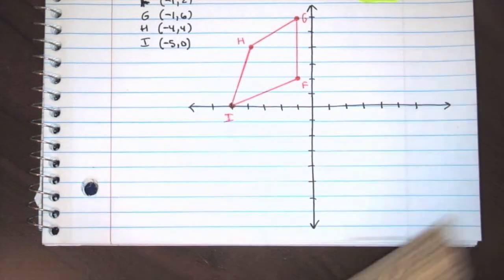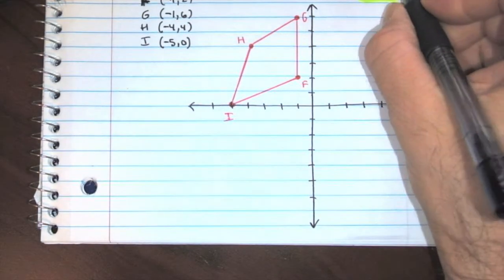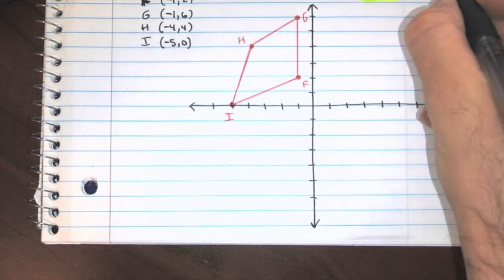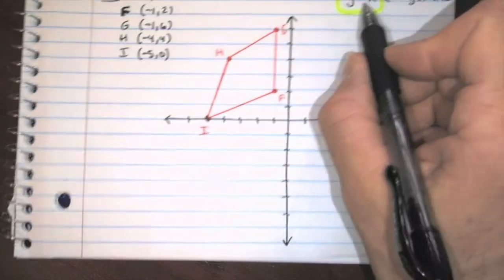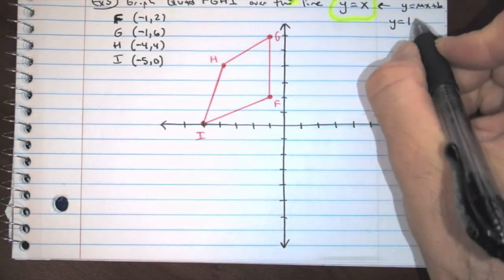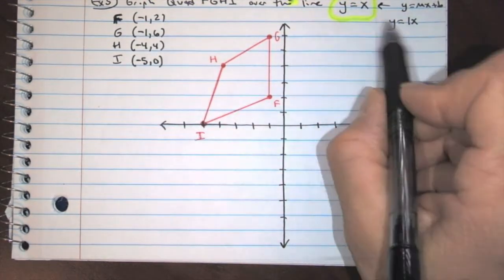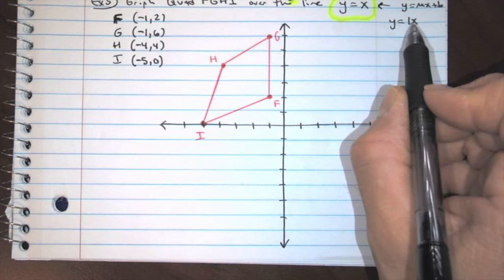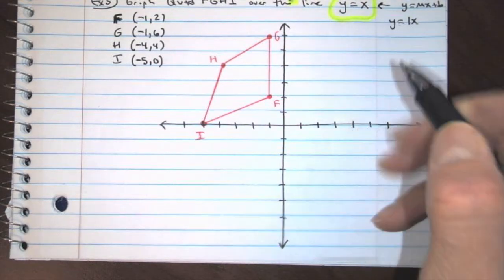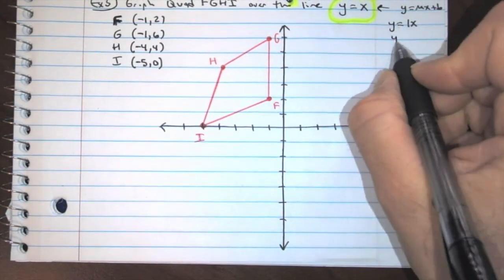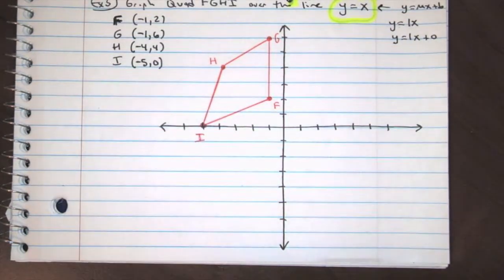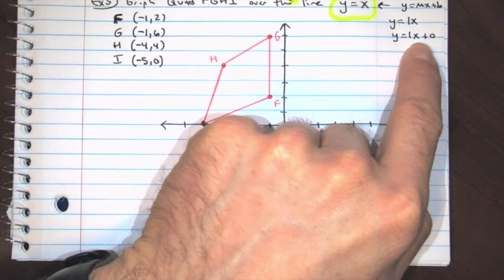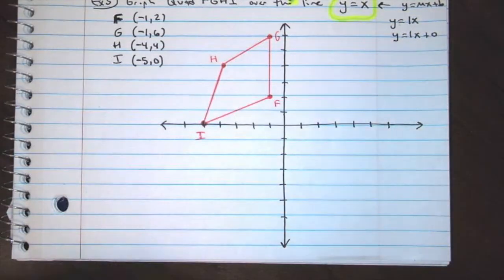You could look at this one of two ways. This is actually in slope-intercept form. Y equals mx plus b. Notice how there is an invisible 1 in front of the x. So you can write it like this, y equals 1x. Same exact thing. And notice how there's no number after the x. So you can actually write this as y equals 1x plus 0. And you could graph that in slope-intercept form. Okay, let's graph that line.